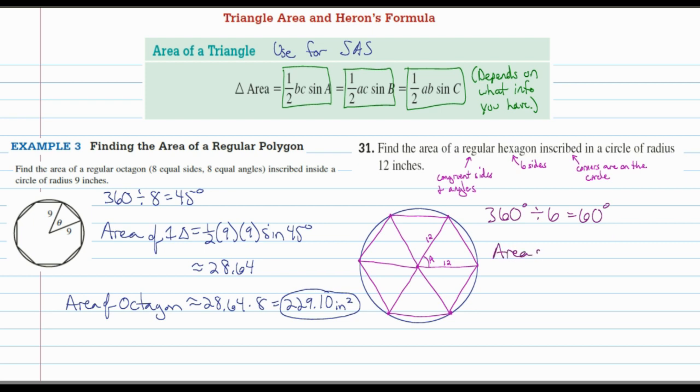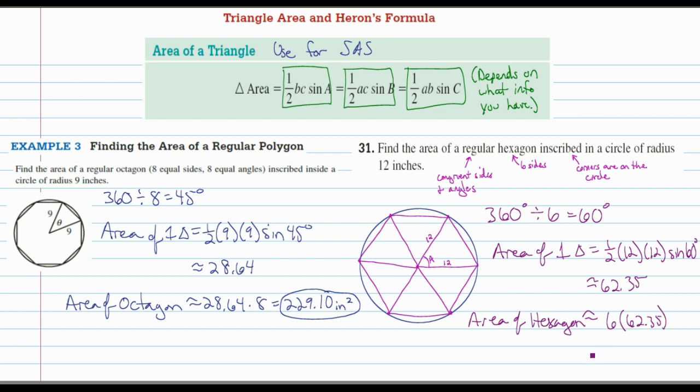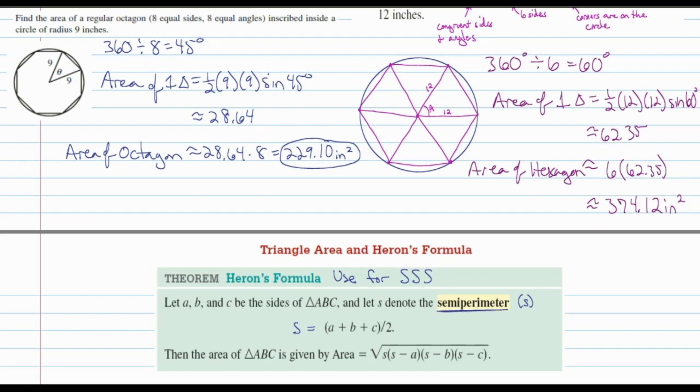So the area of one triangle is 1/2 times the side times the side times the sine of 60, which is about 62.35 square inches. But now the area of the hexagon is going to be 6 times that number I've saved in my calculator, 62.35 with a messy decimal, and that is going to be about 374.12 square inches.